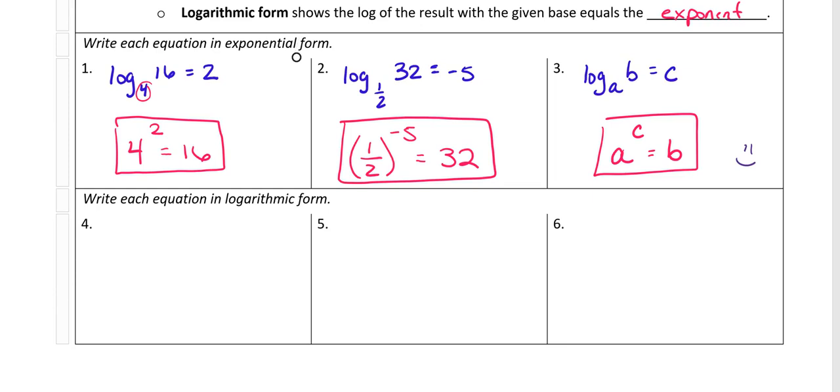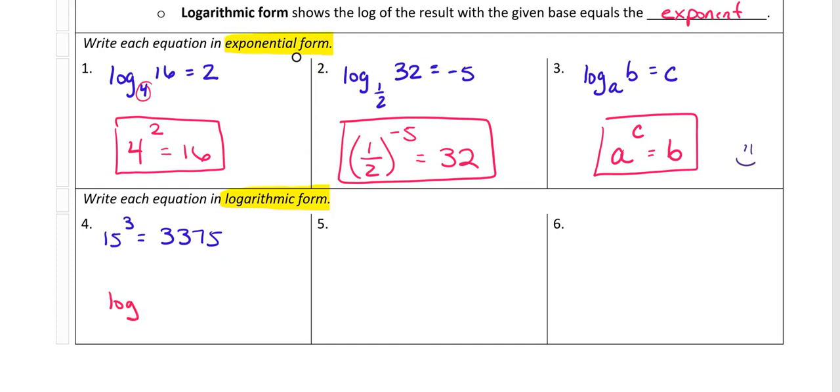All right, now we're going to go the other way. So that was exponential form. Now we're going to go into logarithmic form. So on number 4, we're going to have 15 to the 3rd power equals 3,375. So the first thing we're going to do is write the word log because we need a logarithm.